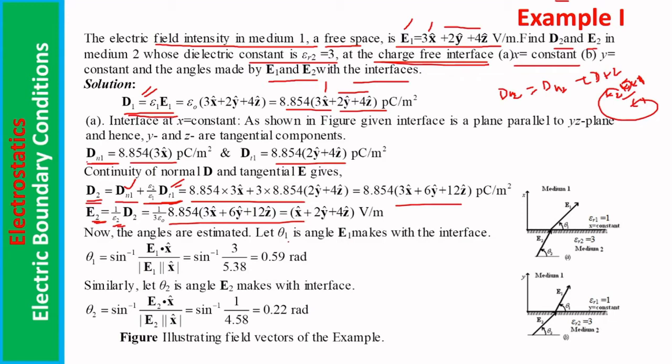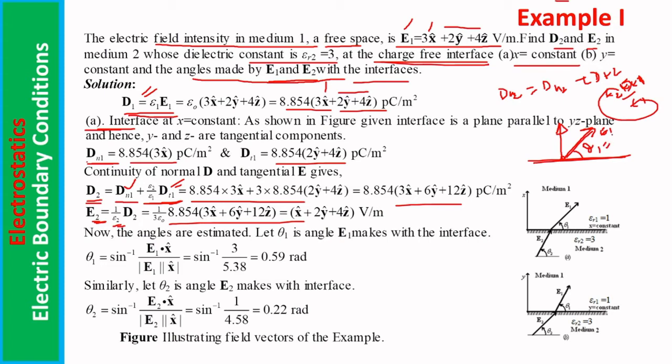Now, angles. We are asked to find the angles made by E1 and E2 with the interface. See, this is the interface. First, we consider E1, the angle made by E1 with the interface. This angle you are asked to find. In the case of the interface at x equal to a constant, this is the x direction. Now theta 1 is required to be found.